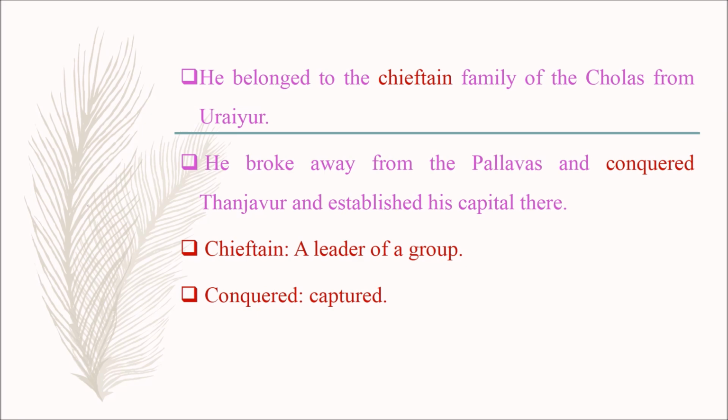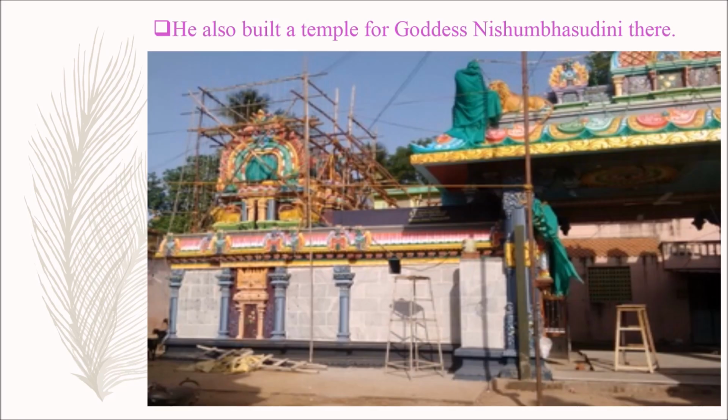Vijayalaya belonged to the chieftain family. So, what is meant by chieftain? Chieftain means a leader of a group of the Cholas from Urayur. He broke away from the Pallavas and conquered. So, what is meant by conquered? Conquered means captured Tanjavur and established his capital there. He also built a temple for goddess Nishumba Sudini there. Here we can see the picture of the temple.